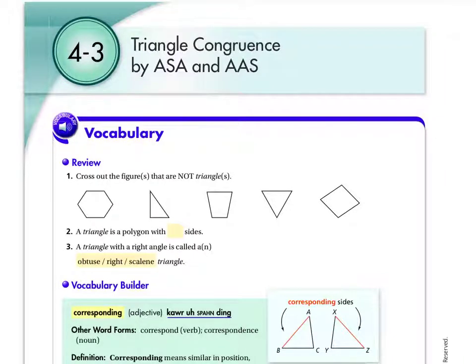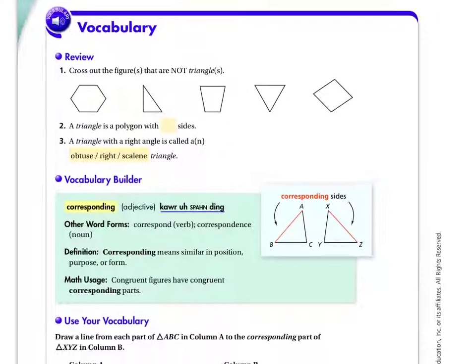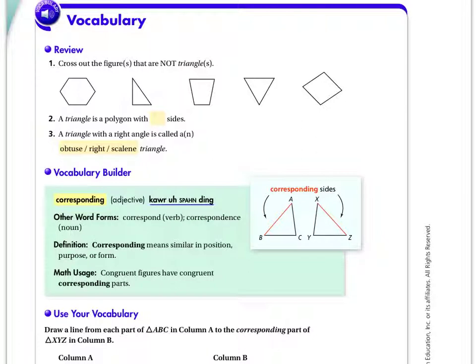Hi, this is Mr. Kinnemer, and today we're going to be talking about Chapter 4, Section 3 in our geometry book, Triangle Congruence by Angle-Side-Angle and Angle-Angle-Side Shortcuts. First, take a second to review over this vocabulary section. Most importantly, make sure you know what corresponding means. Understand how it applies to triangles and how we'll use it in our lesson.